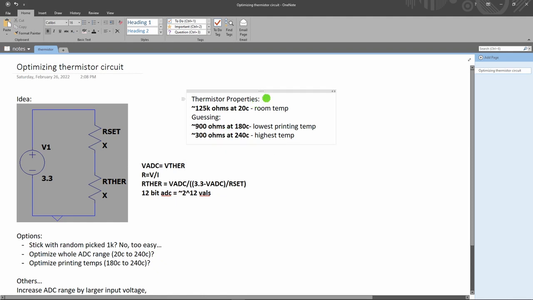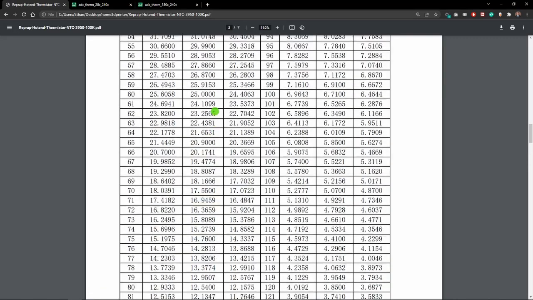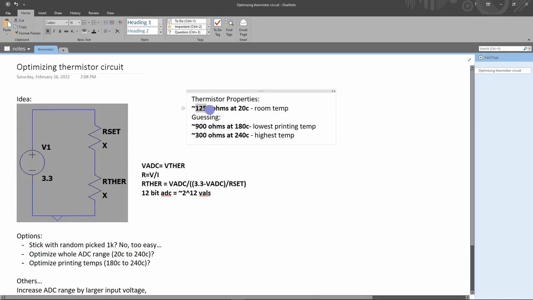So the properties for the thermistor I found using this table, just going to be 125 kilo ohms at 20 C, which is about room temperature. It's a little cold, but it's about then. And then I'm just guessing that we're going to be melting the PET from 180 to 240, somewhere within that range. So I'm going to pick the optimal resistor for our set based on that.